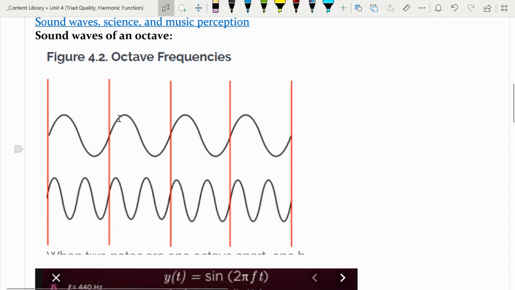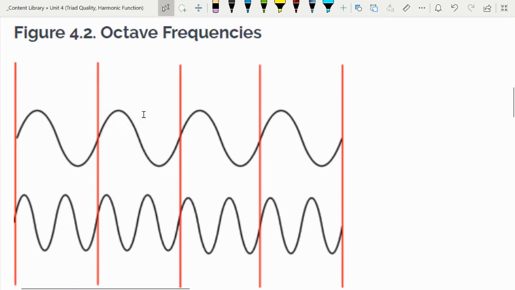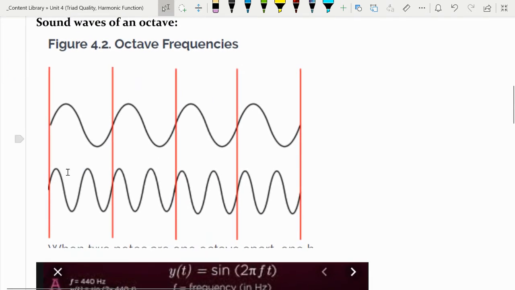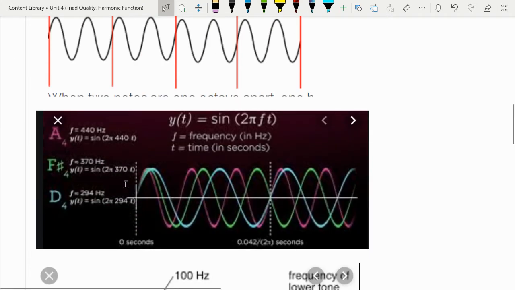When you're looking at the sound waves, the frequency of an octave is exactly twice as fast as the frequency of the octave below. So it's just the same pitch class. When you layer those on top of each other, it's literally just going to be twice as fast as that frequency.